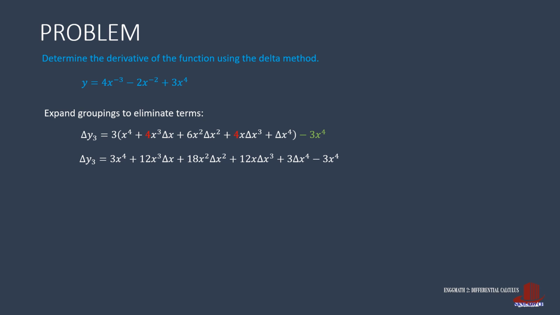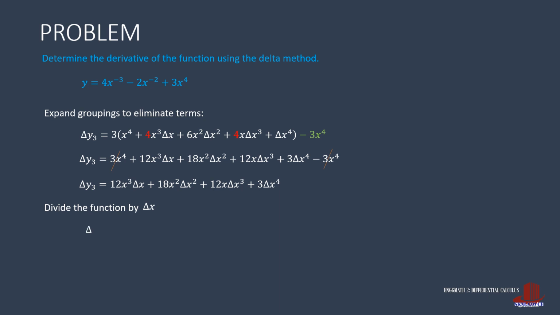Distribute 3 to all the terms in the group and get 3x raised to 4 plus 12x cubed delta x plus 18x squared delta x squared plus 12x delta x cubed plus 3 delta x raised to 4 minus 3x raised to 4. It is then evident that 3x raised to 4 can be cancelled out, leaving the function delta y as 12x cubed delta x plus 18x squared delta x squared plus 12x delta x cubed plus 3 delta x raised to 4.